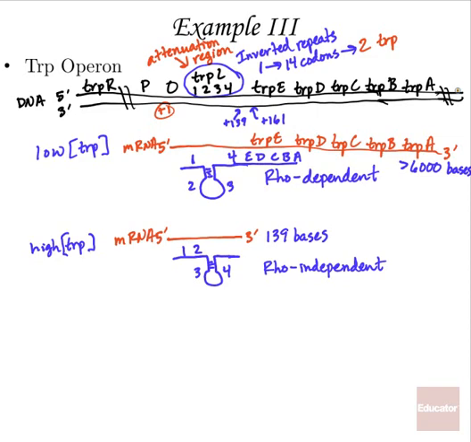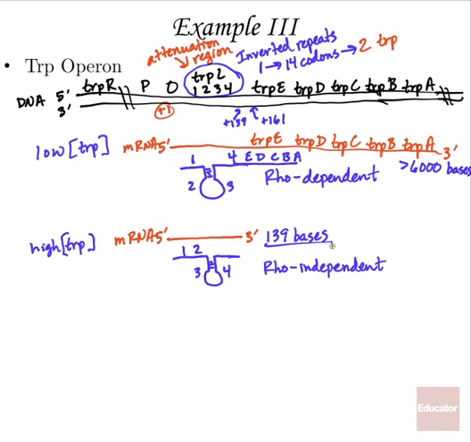So when you have low trp, you have a 2-3 hairpin, and that allows you to transcribe all the way through to the end of the sequence. When you have high tryptophan concentration, you have a 3-4 hairpin, so up here in these attenuation regions, which causes rho-independent release of that mRNA and an attenuated only 139 base mRNA.